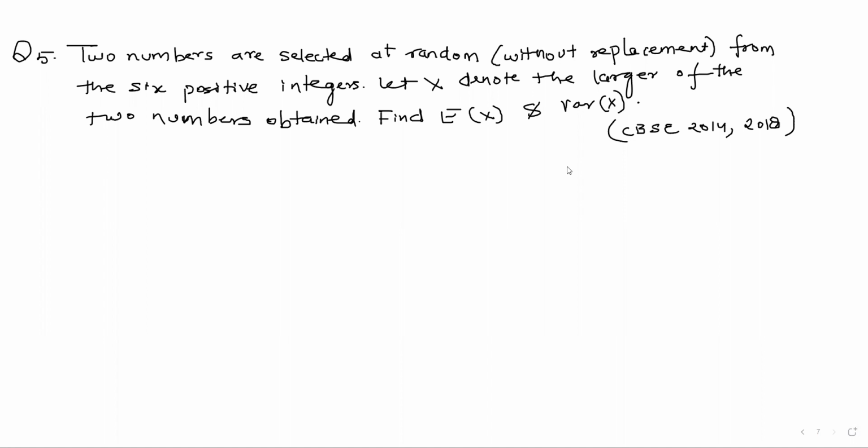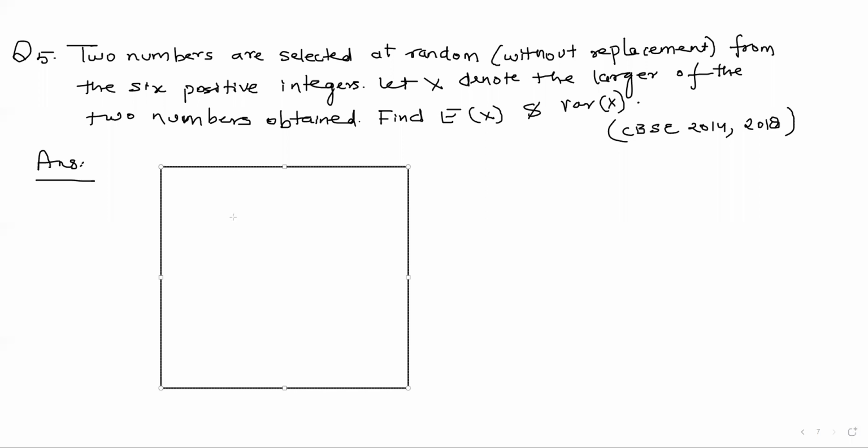Okay, Nabil, please check here. Two numbers are selected at random from the six positive integers. Now here they are saying that X is the larger of the two numbers obtained, and we are doing this without replacement. So what are the numbers we have? 1, 2, 3, 4, 5, and 6. So you are selecting two numbers without replacement. That means if you have selected 1, then again you can't select 1, you need to select some other number. So Nabil, suppose you have selected 1 and the second is 2, then what is the greater number?